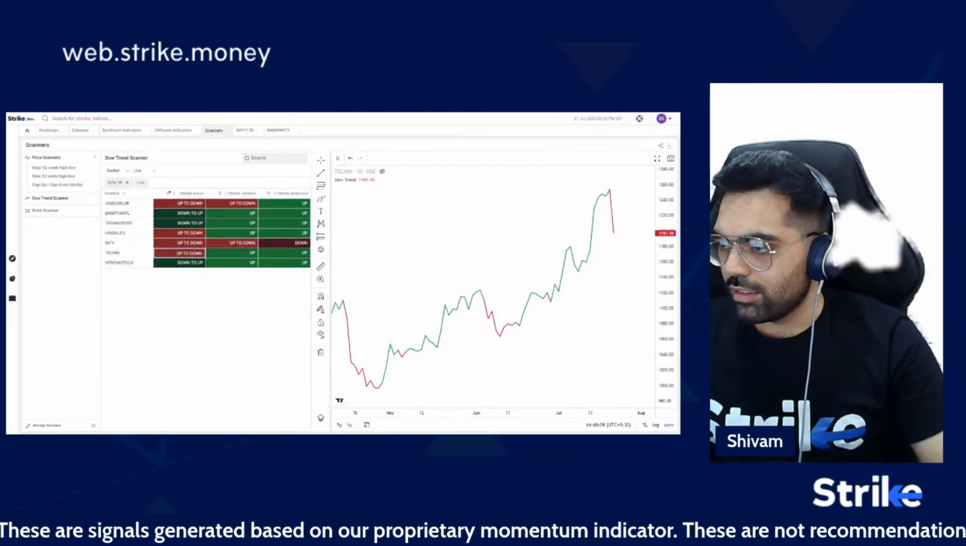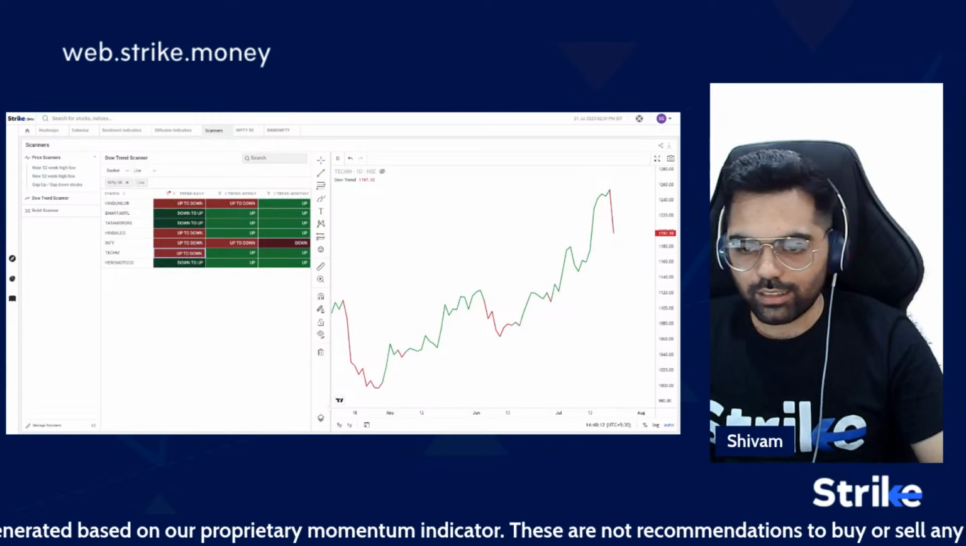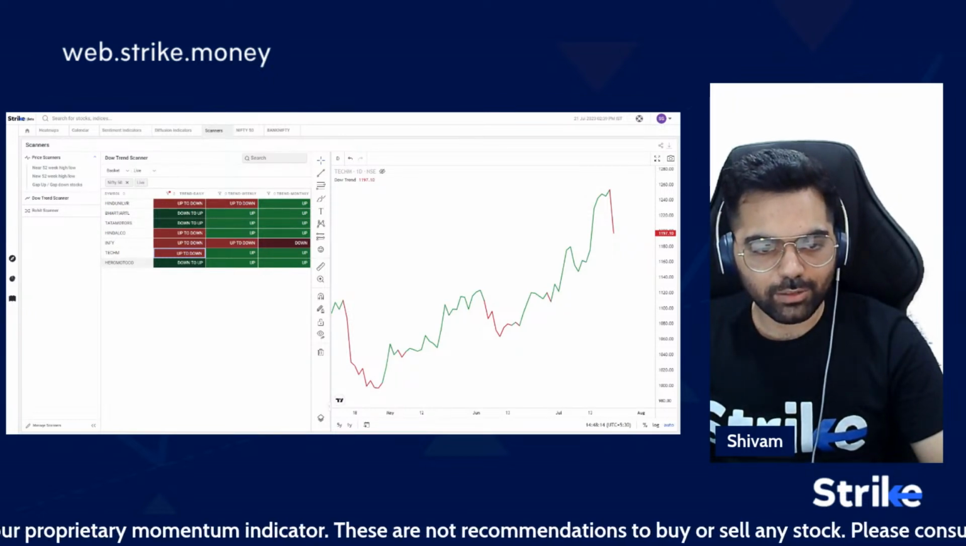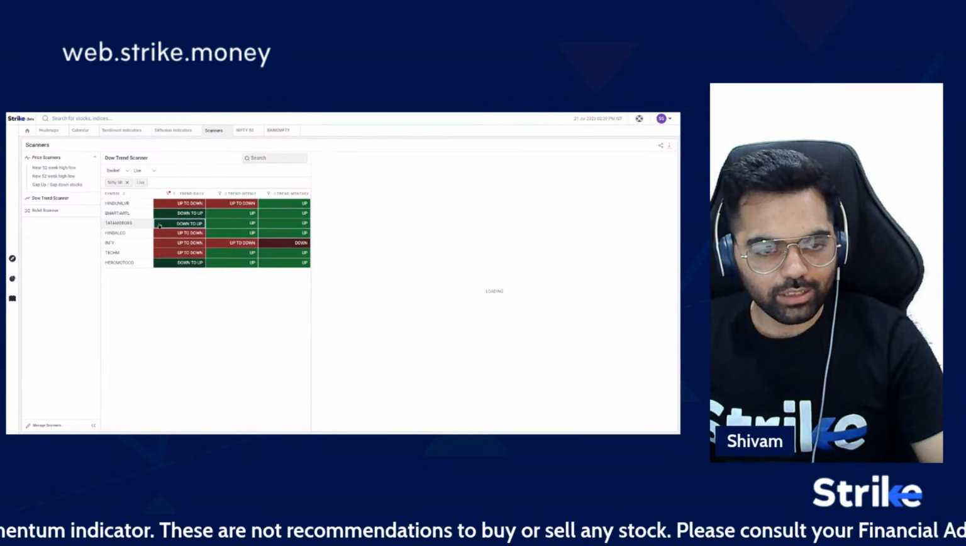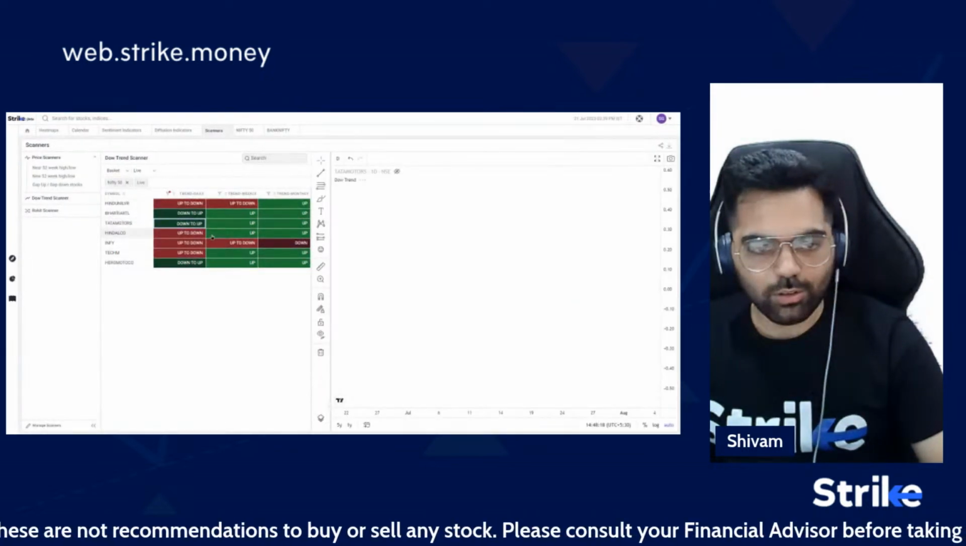This is just a disclaimer that these are system calculated signals and not any investment advice. Similarly, there are three stocks with down to up signals as well.